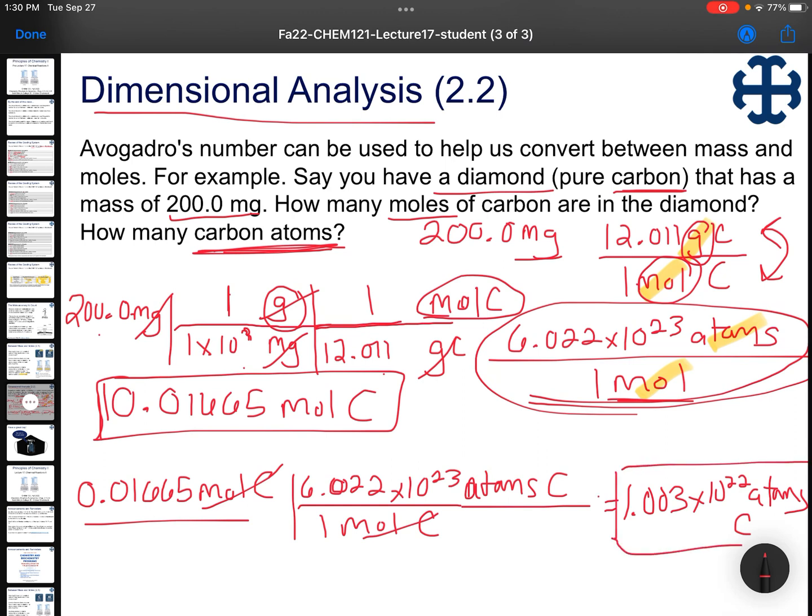Okay, so sorry it's a little sloppy, but I think you got it there. And that is how we would find our number of moles and number of atoms.